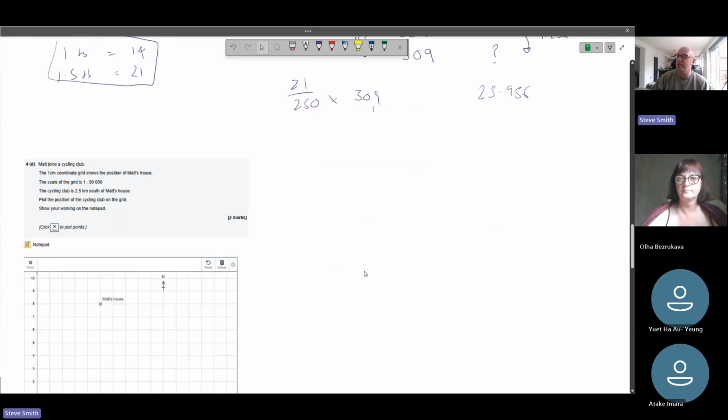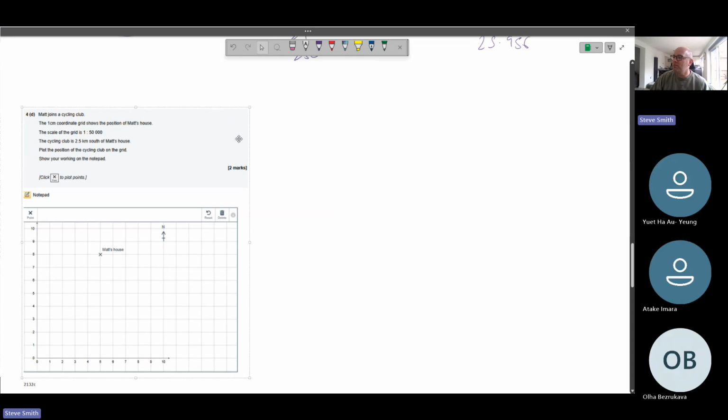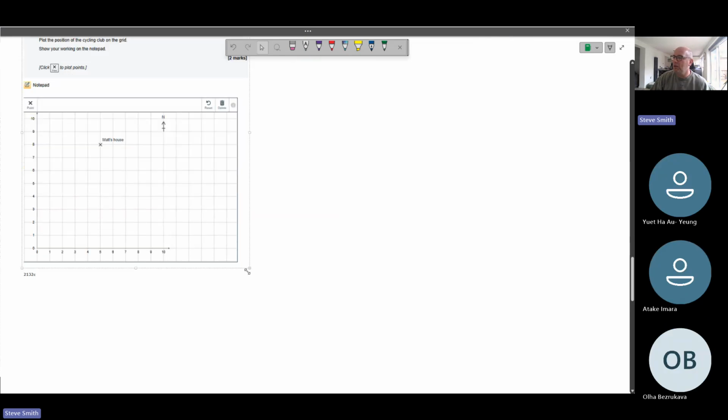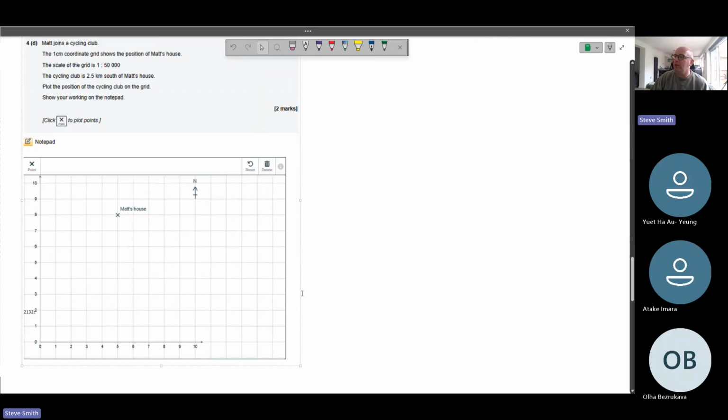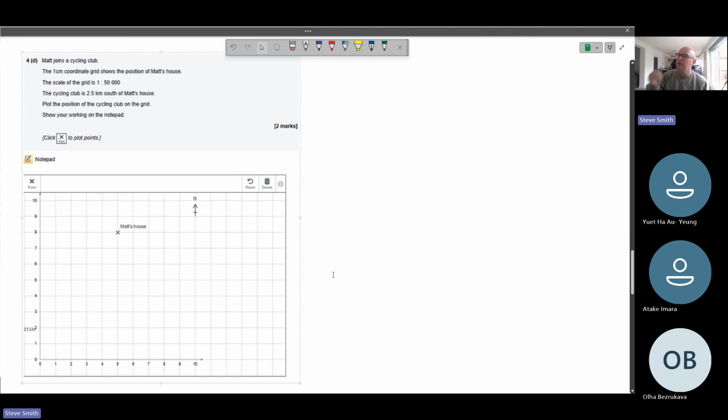Good effort if you're going to measure that out. But this one's a bit small. Can we make that a little bit bigger? Maybe we can. Okay, let's make it a bit bigger. Matt joined the cycling club. Oh, another one where we've got a big, and don't forget, it's not all on one exam paper, these. So we have got scales appearing because this topic is all about scales, ratios, and proportion.